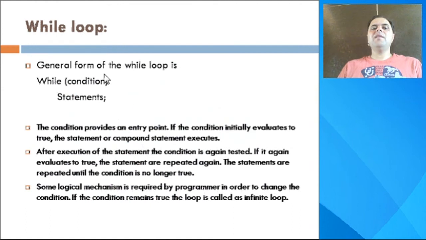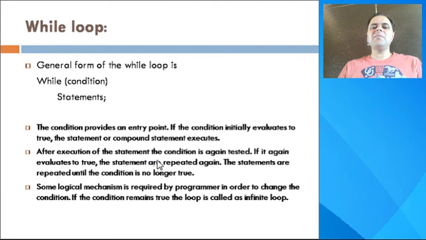Now we will discuss the while loop. The general form of the while loop is: while, and a condition. If this condition is true, then these statements will be executed, and if the condition is false, then the statements will not be executed. The condition provides an entry point. If the condition initially evaluates to true, the statement or compound statement executes.